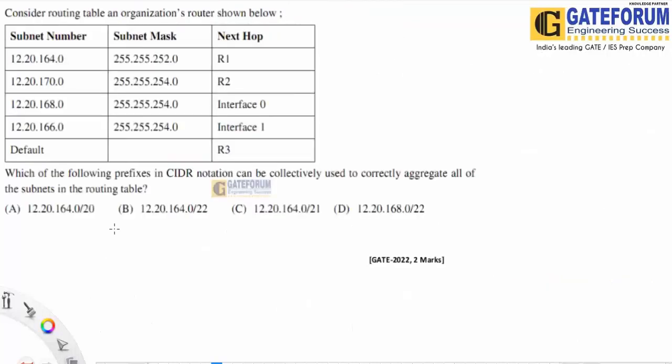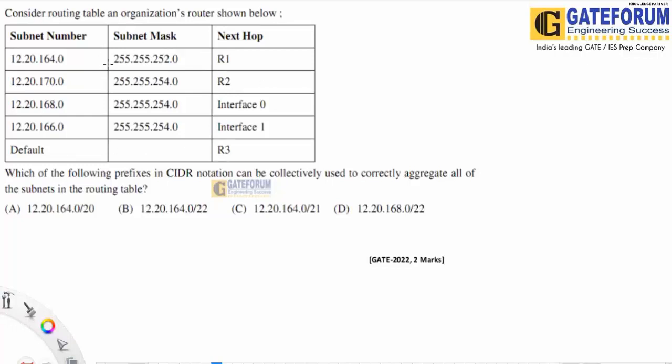Welcome back with another GATE question, which was asked in GATE 2022. Here they have asked about the routing table of a particular organization, which has different subnet numbers and a subnet mask. Now they ask which of the following prefixes in CIDR notation can collectively be used to correctly aggregate all the subnets in the routing table. So basically, which of these four can be combined to get all the subnets present in this routing table.